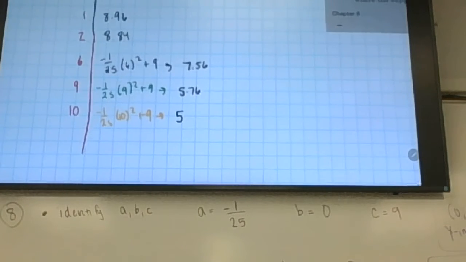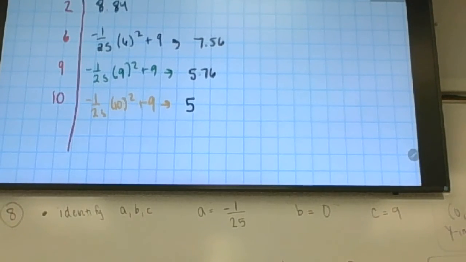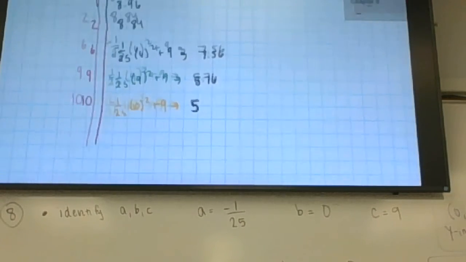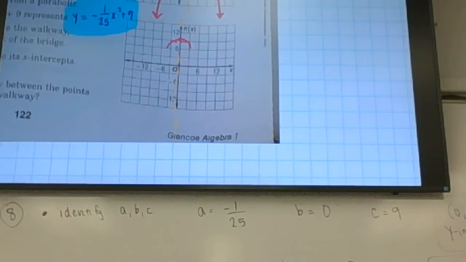Alright, here's the numbers I got. I know some of you are with me. So yeah, 10 didn't get us there. 10 only got us to 5, so I got 7.5 and 5.7.